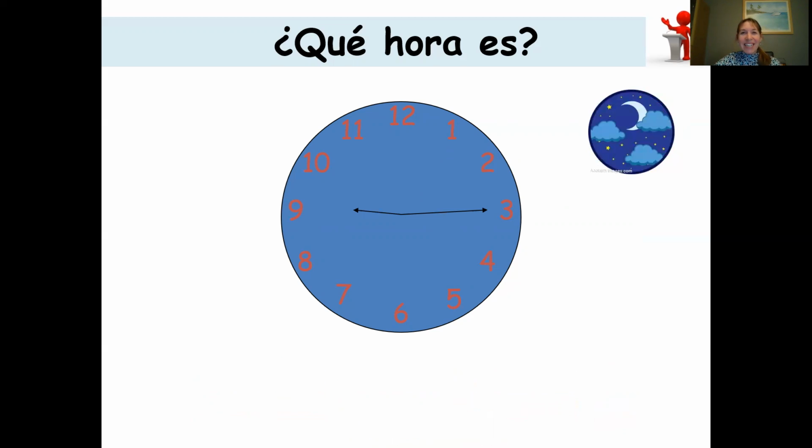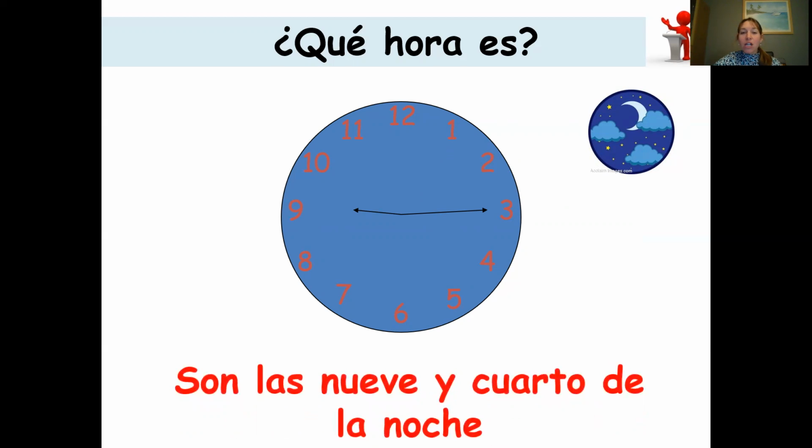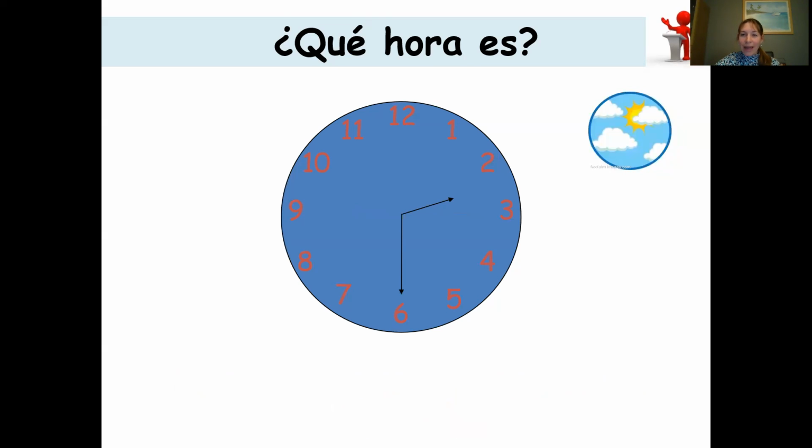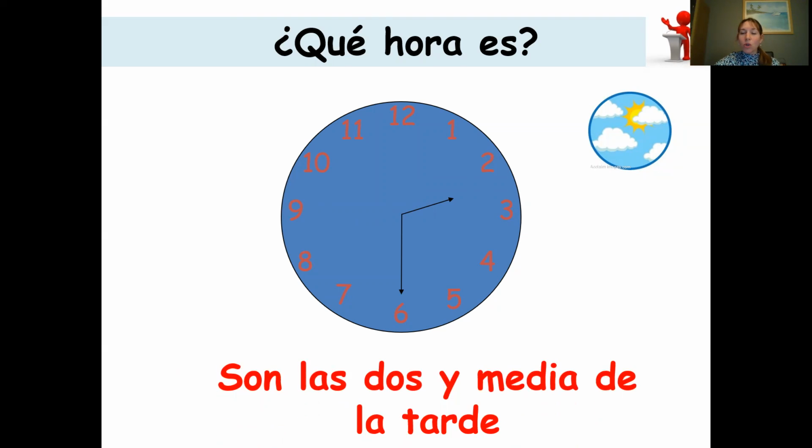Excelente. So this time, ¿qué hora es? What time is it? This time we have son las 9:15 de la noche. ¿Tu turno? Muy bien. That's 9:15 at night time. ¿Qué hora es? Son las 2:30 de la tarde. ¿Tu turno? Muy bien. That's 2:30 in the afternoon.